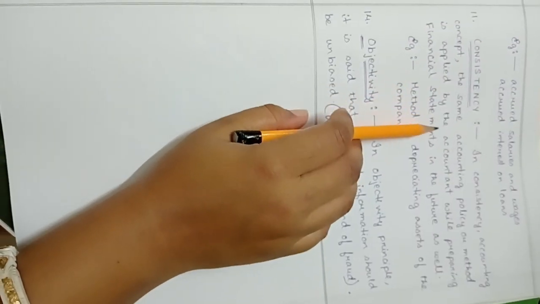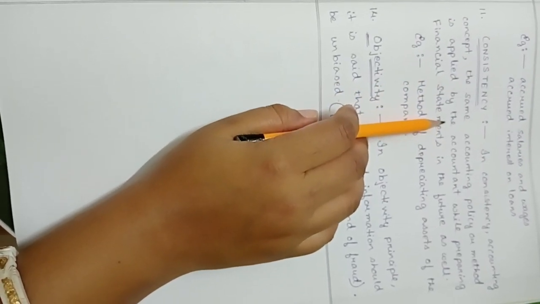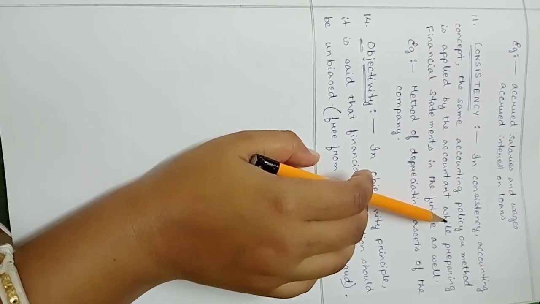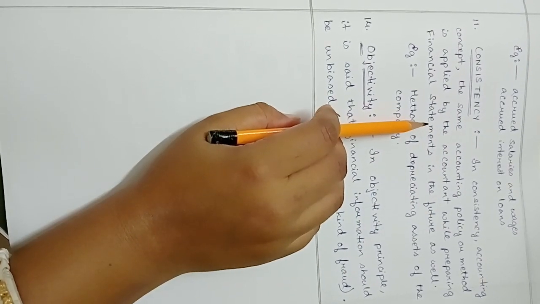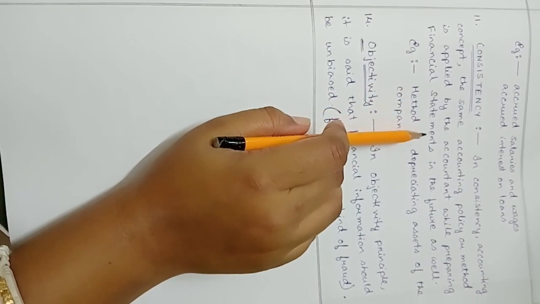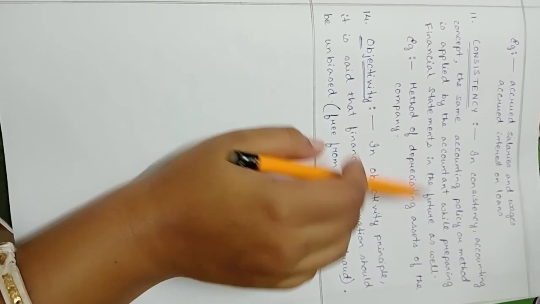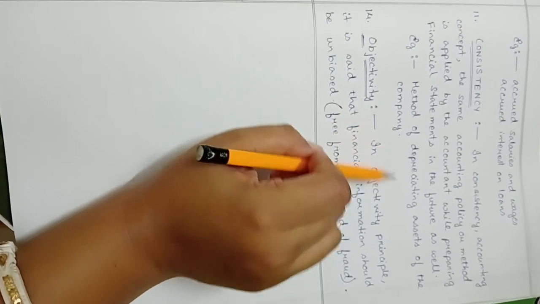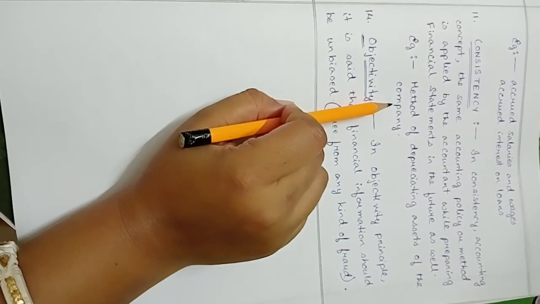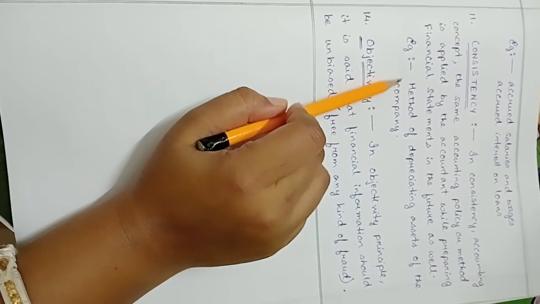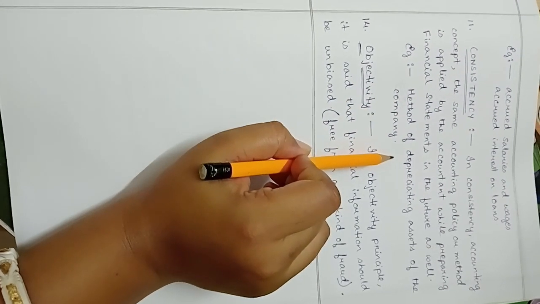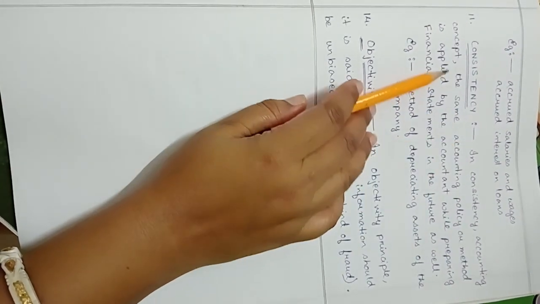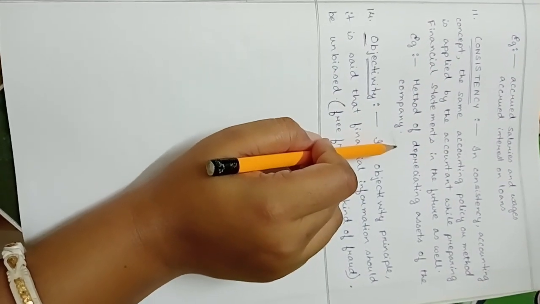Then there is the consistency principle. In this principle, year after year the accountant follows the same policy or method to record financial transactions while preparing the financial statements. Suppose in depreciating assets of the company, if the straight line method is followed, then year after year the straight line method will be followed. That is said in the consistency concept.